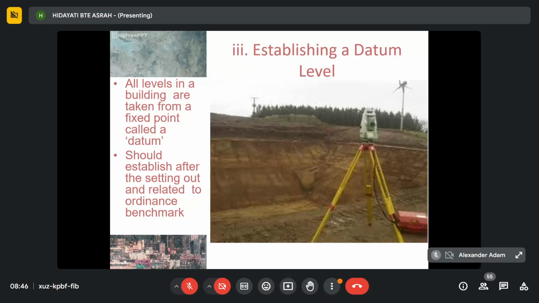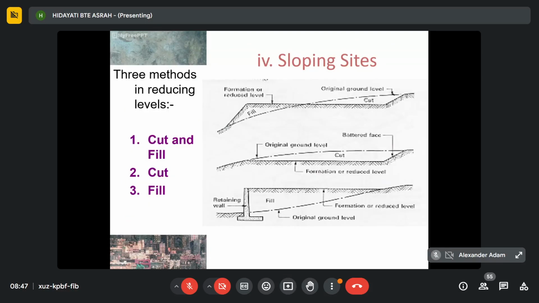Okay, and there are 3 methods when you want to reduce the level of your ground. You see the figure. The first one, the top one, number 1, is the cut and fill method. The second is the cut method, and the third one is the fill method. So we look at the cut and fill method first. This is the usual method, and sometimes they call it the excavation and embankment method, or cut and fill method.